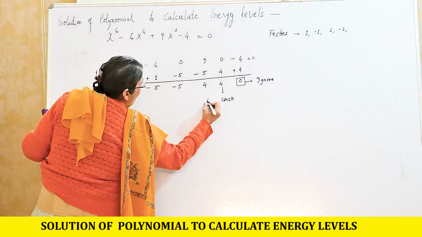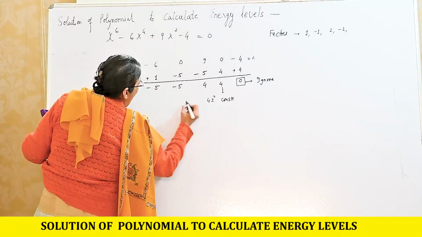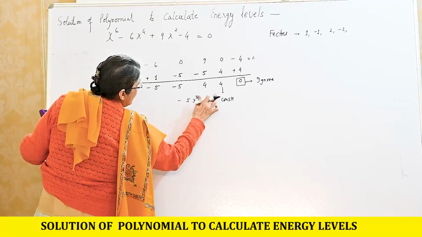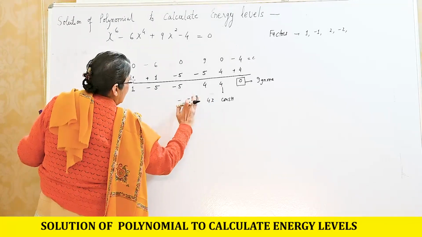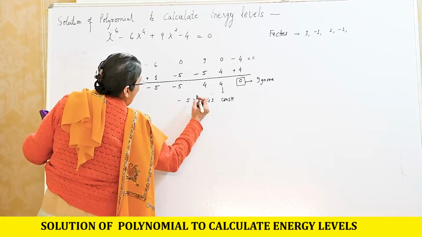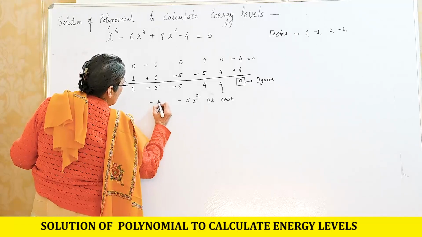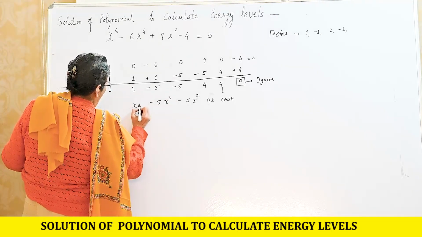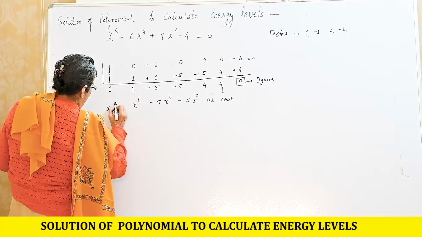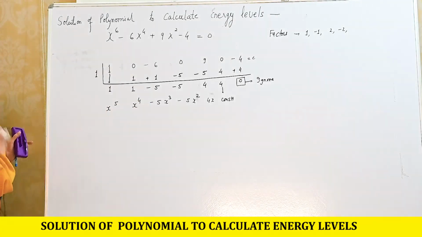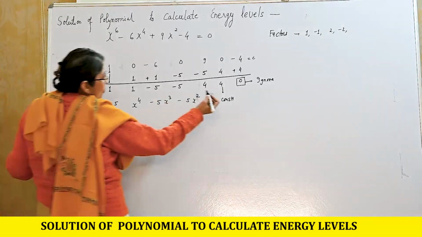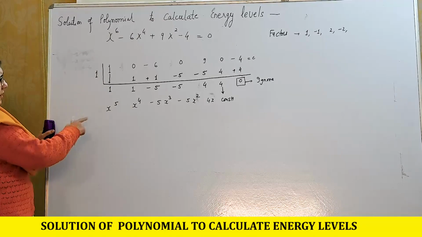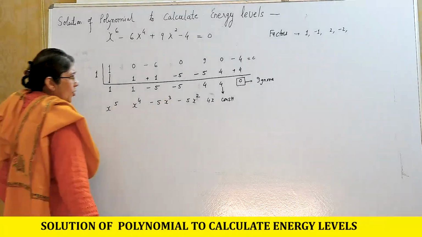Just suppose 4x^2 minus 5x^3. This is 4x and this is -5x^2, -5x^3. This is x^4 and this is x^5. This is the new polynomial where the constant is 4. This is with constant 4. Now this is reduced to an x^5 polynomial.